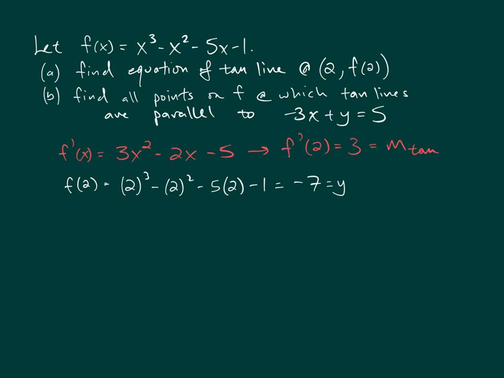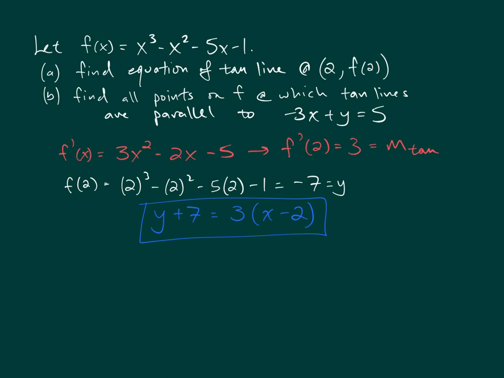So now I can create the line. I'm going to do that in this blue color here. This would be y plus 7, as we take the opposite of this when we use point slope, equals the slope of the tangent line times x minus 2, and that value was given to us up here. So here is the equation of the tangent line when we are at the point 2, comma, and this we can interpret as negative 7.